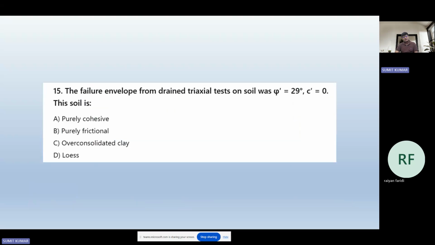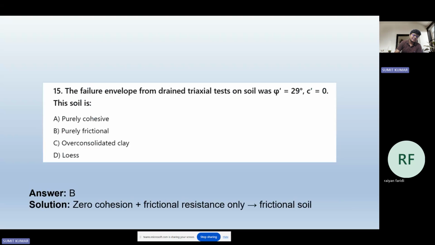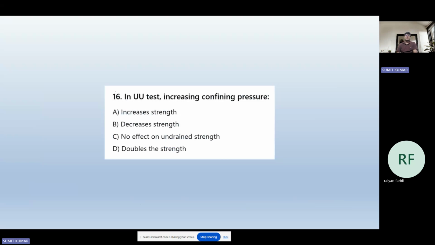The next part of the problem asks: the failure envelope from the drained triaxial test on the soil was phi dash equal to 29 and c dash equal to 0. The soil is purely cohesive? No, cohesion is 0. Purely frictional? Overconsolidated clay? Lowest. So option B is the correct answer: 0 cohesion plus frictional resistance only. So, the frictional soil.